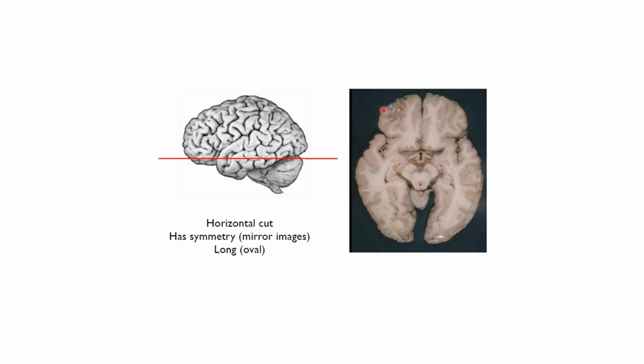We can call the structures that are towards the left side or the right side as lateral structures, and the structures that are near the midline can be called the medial structures. So this is the medial to lateral axis, both on the left or on the right. And this is the anterior posterior axis here. This kind of a cut, a horizontal cut, has also symmetry on left and right, like the coronal cut. And the image that we get looks kind of oval in shape.